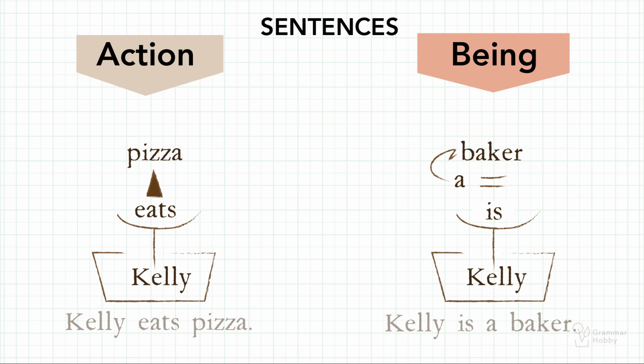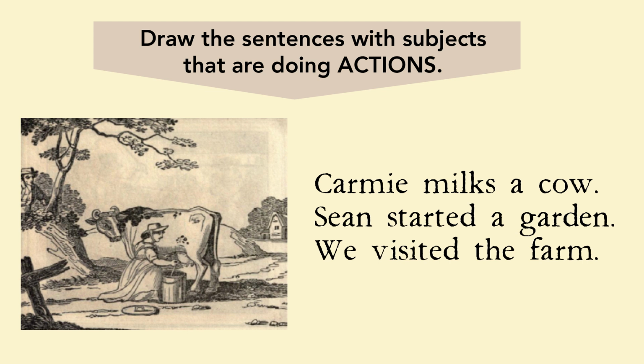The good thing about knowing these techniques is that you can draw all the simple sentences that you see. Because all sentences are either working as an action or a being. Try to draw the following sentences with subjects that are doing some actions. Carmi milks a cow. Sean started a garden. We visited the farm.